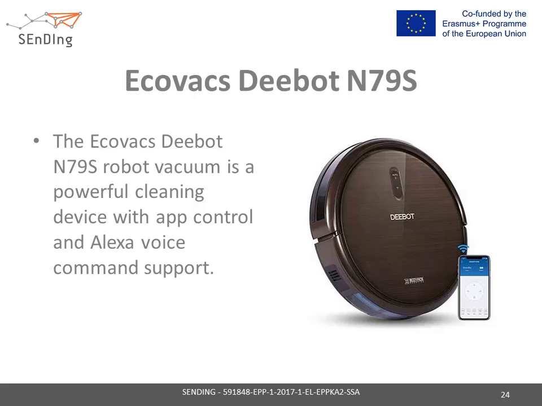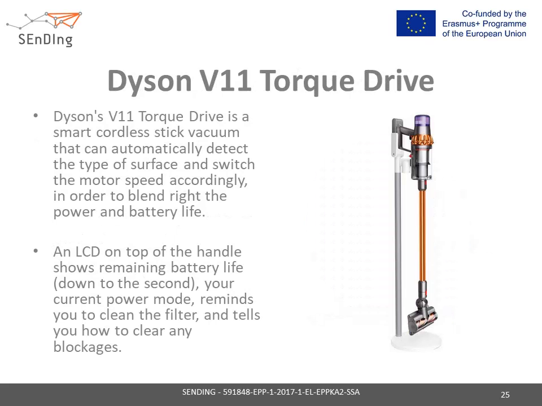The Ecovacs Deebot N79S robot vacuum is a powerful cleaning device with app control and Alexa voice command support. The Dyson V11 Torque Drive is a smart cordless stick vacuum that can automatically detect the type of surface and switch the motor speed accordingly, in order to balance power and battery life. An LCD on top of the handle shows remaining battery life, down to the second, your current power mode, reminds you to clean the filter, and tells you how to clear any blockages.